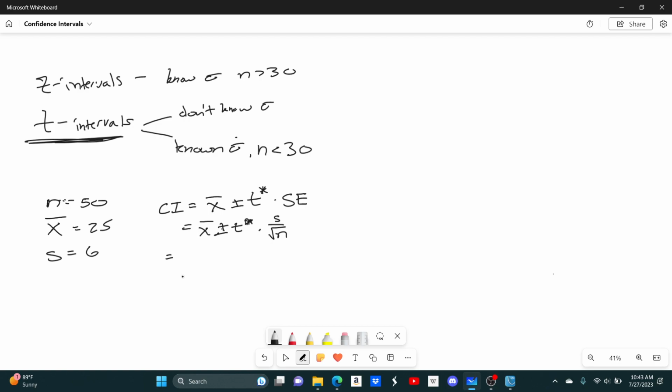So let's see, our sample mean is 25. Once again, we don't know our t-statistic. We'll figure that out in a second. Our sample standard deviation is 6. And our sample size is 50. Well, so how do I calculate this t-statistic? Well, first of all, I forgot to give you a piece of information. We're trying to create a 95% confidence interval. That would have been important information to have.